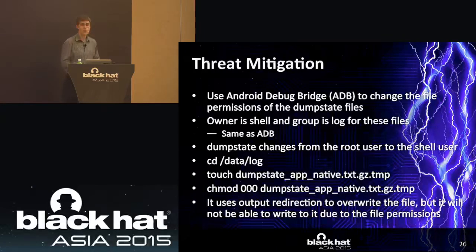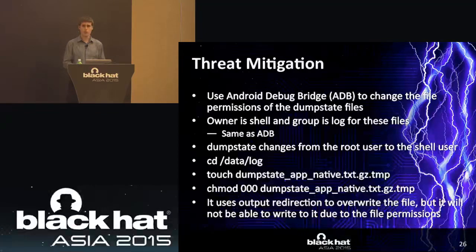So threat mitigation. If you are running vulnerable Samsung builds, you would want to update the OS if possible, if your model is supported for an update. If not, you can actually use ADB once to prevent the dumpstate files from being world readable. So you would use Android Debug Bridge, and you need to change the file permissions on the dumpstate files. These files have the owner of shell as well as the group of log, which is the same as ADB. And dumpstate, when it initially runs, does have root privileges, but it drops them to the shell user, and it belongs to the log group as well as some other groups.